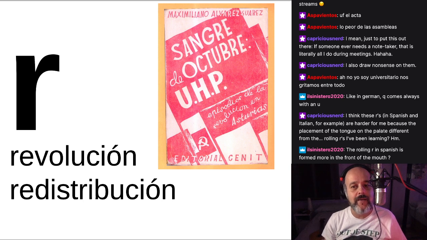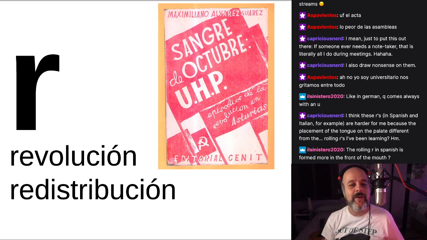These R's in Spanish and Italian, for example, are harder for me because of the placement of the tongue on the palate. Yeah, from the rolling R's. It takes a little bit of practice, to be honest, but you can get there. I remember when I was like 2-3 years old, I had a lot of problems saying revolución or redistribución. I think I was French when I was 2-3 years old. I couldn't say revolución until I learned to take my tongue out and put it towards my palate: revolución, redistribución. But yeah, it takes a little bit of practice.